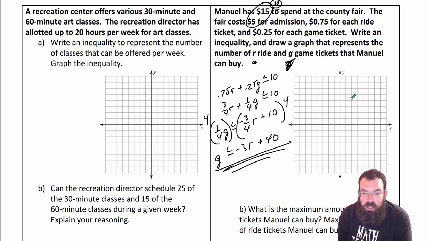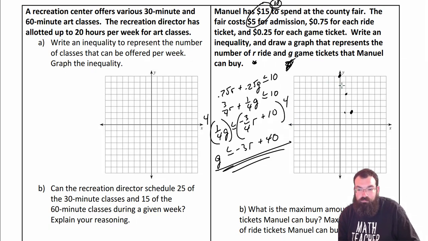Okay? So I'm going to start at 40. Because there's only 8 here, every one is 5. So 5, 10, 15, 20, 25, 30, 35, 40. Then I got to go down 3 and over 1. 1, 2, 3 and over 1. 1, 2, 3 and over 1. I know I made that dot, but that's okay. This has to be a solid line.